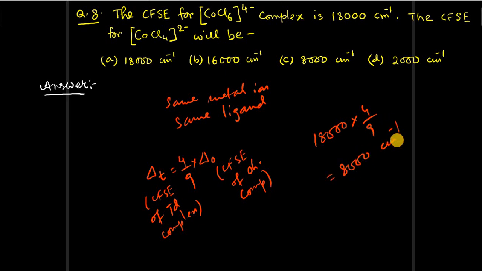Energy is expressed in terms of centimeter inverse because this is the unit of 1 by lambda, 1 by wavelength, and you know energy is equal to hc by lambda, where c is the velocity of light, so E varies with 1 by lambda. So if E value is 4 by 9 times, then 1 by lambda value will also be 4 by 9 times. So the answer is 8000 centimeter inverse.